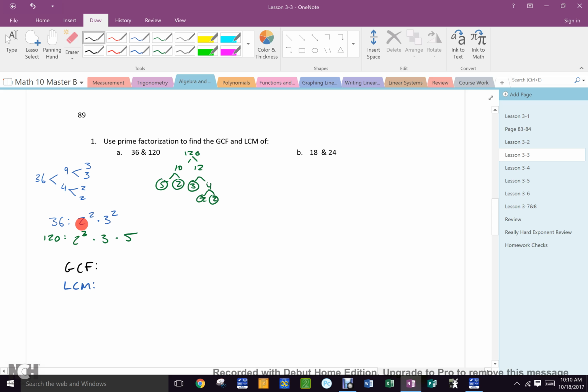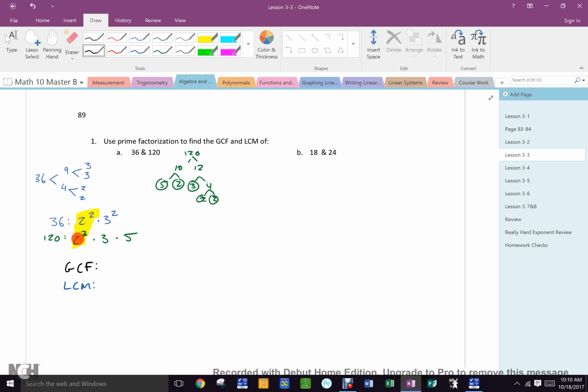Are there some 2's that are common? How many 2's are common to both of them? How many 2's are common to both numbers? How many 2's does 36 have? Answer the question first. How many 2's does 36 have? 2. How many 2's does 120 have? 3. So how many 2's are common to both of them?